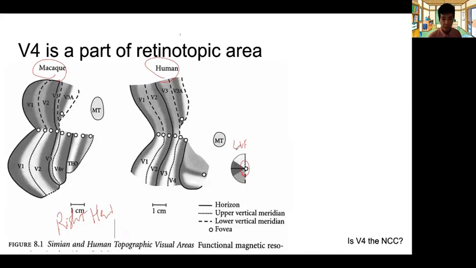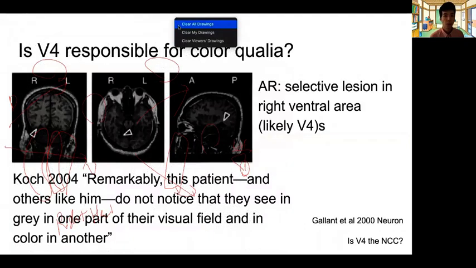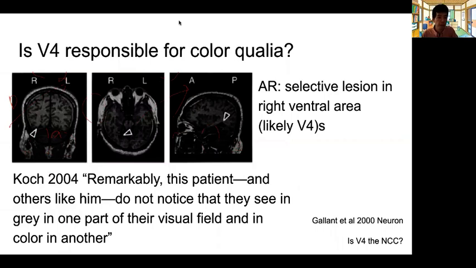The upper part of the left visual field is represented by the ventral part of V1, V2, V3, and V4, and this side is ventral and this is the dorsal part. And MT is intermediate, and is represented many times. V4 is a part of the ventral areas, and it has been suggested as a particular neural correlate of consciousness. One of the most compelling pieces of evidence for V4's involvement in consciousness has been color qualia. Here I'm going to review a case report of the patient AR, who was studied around 2000 by Jack Gallant's group.